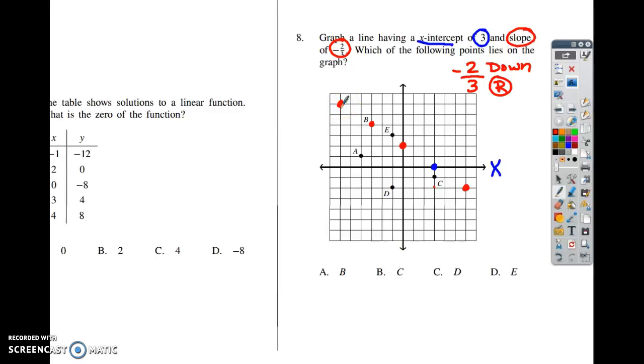Okay? And you would connect the points. That's your line. And it goes through point B. Okay, so if your slope is negative, you're going down and to the right. If your slope is positive, you're going up and to the right.